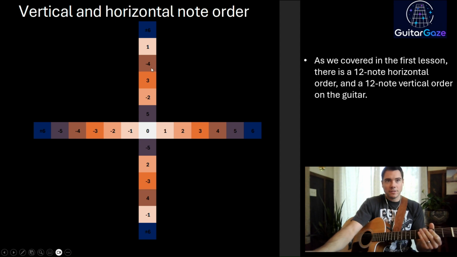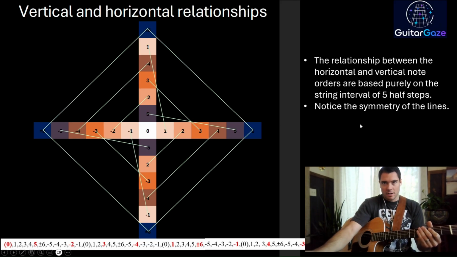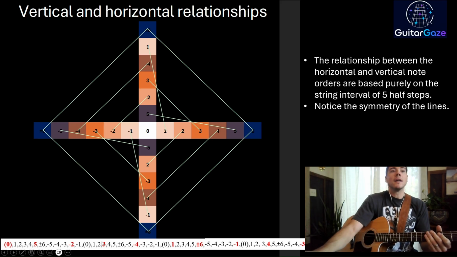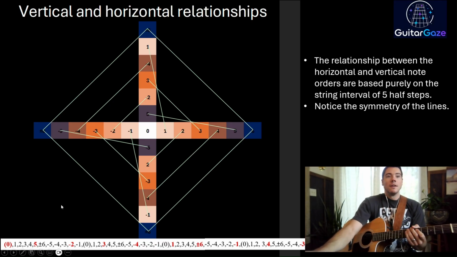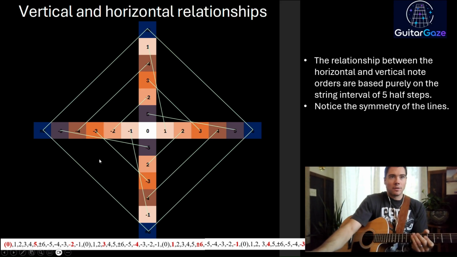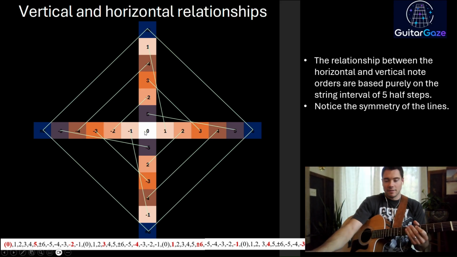So if we look exclusively at those two axes of notes, there is a particular vertical order that is based on the string intervals. So on the bottom here, I've got the order of notes as they go up a string. So 0, 1, 2, 3, 4, 5, plus or minus 6, minus 5, minus 4, minus 3, minus 2, minus 1, 0, and so on. And you can use that as a guide for what I'm about to walk you through here. So if we start at 0, as I just said, you go up a string, you're at 5, which is your interval. So this line connects you to where you are in the horizontal. That's your vertical to horizontal relationship.